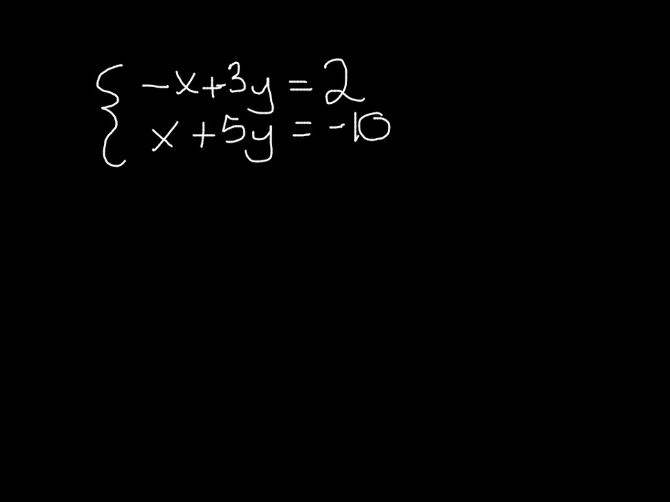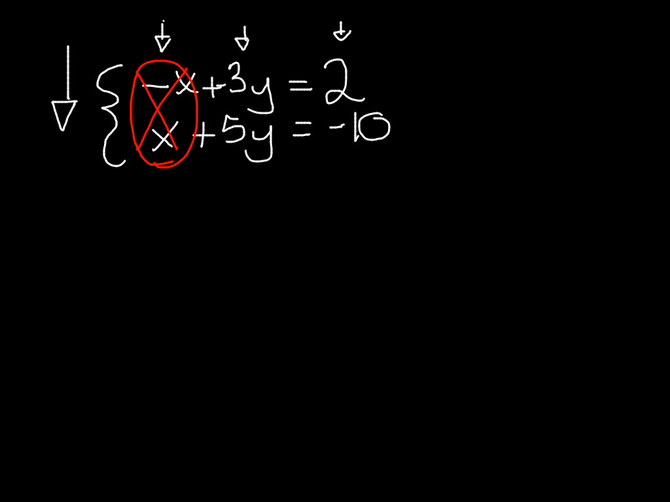We're going to be looking to add down in each column. So these are the columns we're looking at. And we want to make sure that we can eliminate one of our variables, either our x's or our y's. If we were to add this column right here, negative x and positive x, that would eliminate those because you'd get 0x and that would be nothing. So we can just do this one without doing anything to them. Negative x plus x makes those go away.